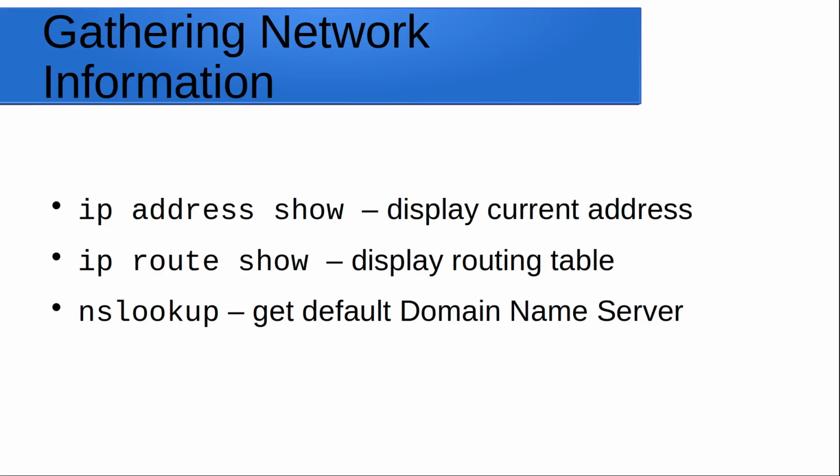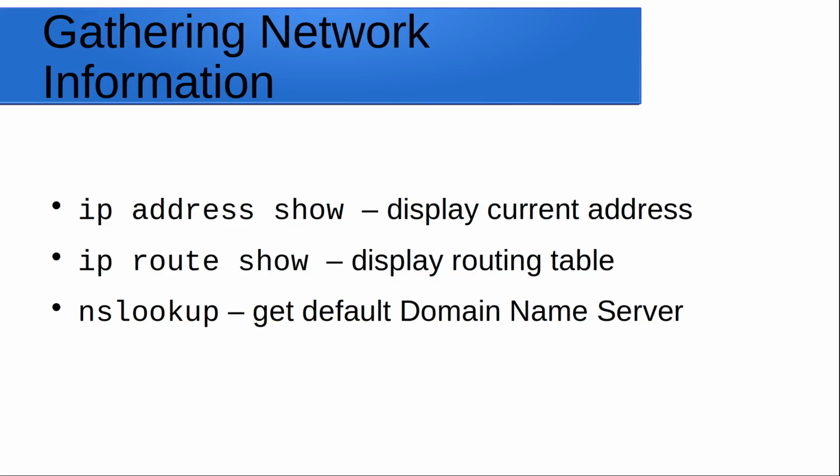Now when it comes to gathering information about the network, you're going to want to use things like ip address show. That will display the current IP address. ip route show will display the routing table for you. And nslookup works just the way it does in Windows. It will take you to an interactive prompt where you can start querying the DNS server for domain names. Works just the way it does in Windows.